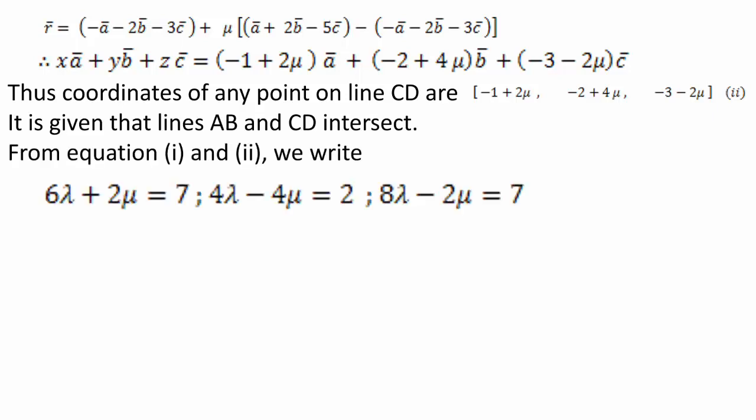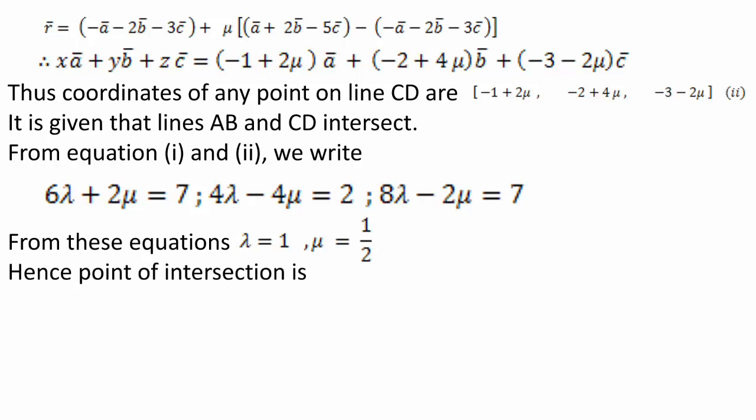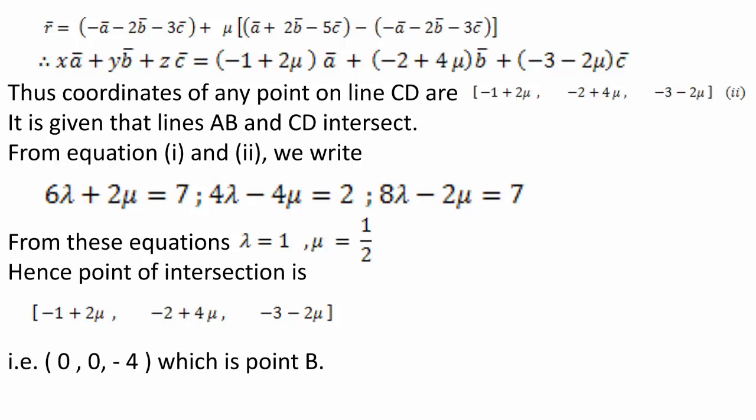Therefore, from equation 1 and 2, we can write 6 lambda plus 2 mu equal to 7, 4 lambda minus 4 mu equal to 2, and 8 lambda minus 2 mu equal to 7. From these equations, we get lambda equal to 1, mu equal to 1 by 2. Hence, the point of intersection is minus 1 plus 2 mu, minus 2 plus 4 mu, minus 3 minus 2 mu, that is 0, 0, minus 4, which is point B, and hence correct option is A.